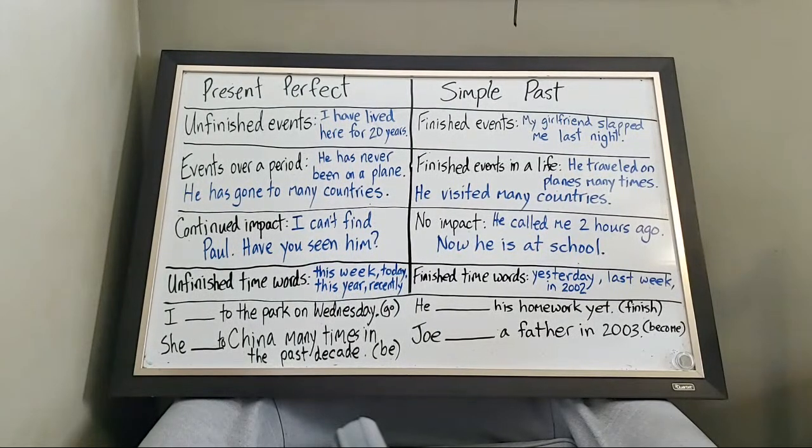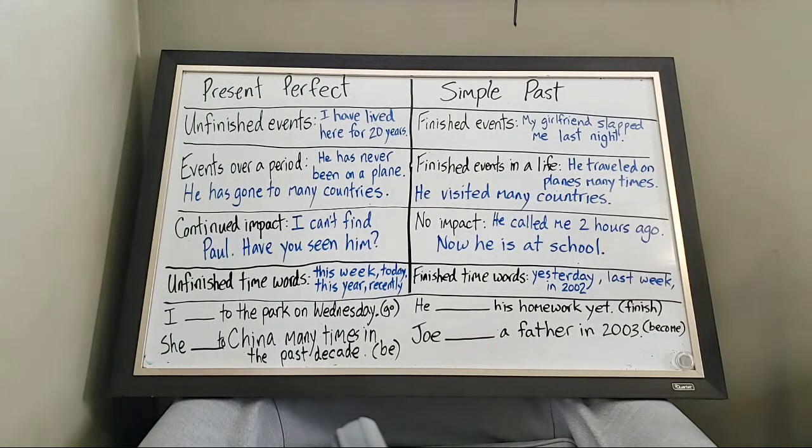Okay? If we go to the simple past side, finished events. My girlfriend slapped me last night. Okay? So that's over, right? She's not continuously slapping me. That would be terrible. But maybe she slapped me last night. Now remember, this is just an example. I don't have a girlfriend. I'm married. So something that's over. I saw a movie last night. Okay? I met a new friend, or made a new friend, last week. Anything like that. It's finished. It happened. It's done. Okay?